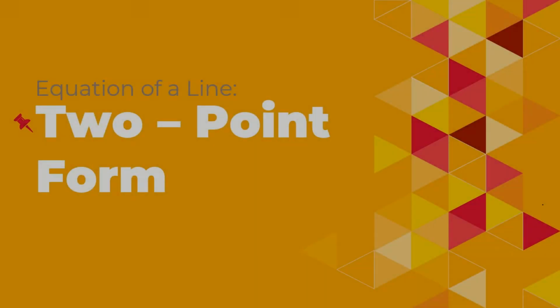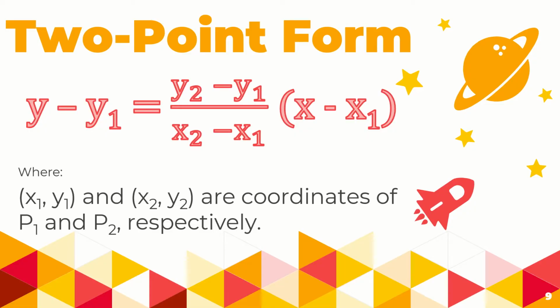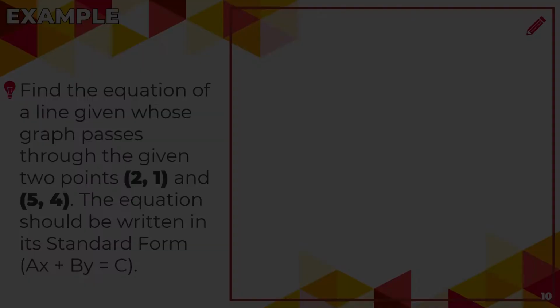Yes! Next on our list is two-point form. It is in the form of y minus y sub 1 equals the quantity of y sub 2 minus y sub 1 all over x sub 2 minus x sub 1, multiplied by the quantity of x minus x sub 1, where (x sub 1, y sub 1) and (x sub 2, y sub 2) are the coordinates of your point 1 and point 2 respectively. You're going to use two-point form if you are asked to write an equation given two sets of coordinates or ordered pairs. Let's have this example.